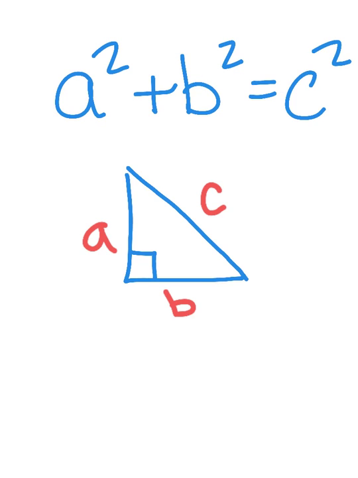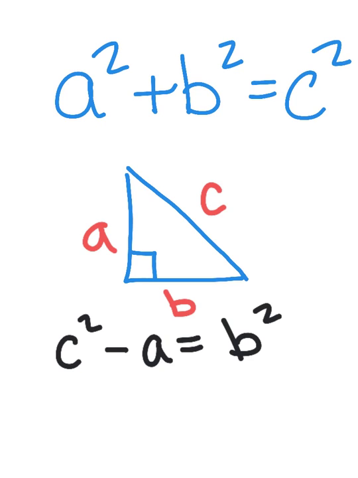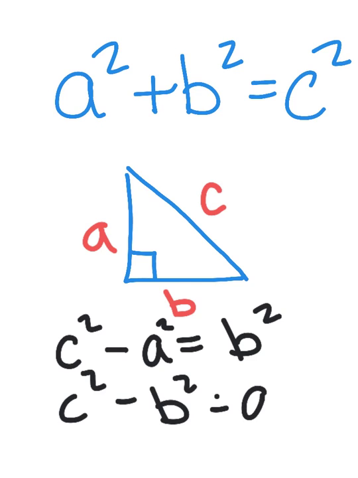If you have C and you're trying to find one of the others, you can do C squared minus A squared equals B squared, or C squared minus B squared equals A squared. Again, it's just solving for the unknown variable. If I'm adding with A squared plus B squared equals C squared, I need to do the opposite, which is why I'm subtracting to find my other leg.